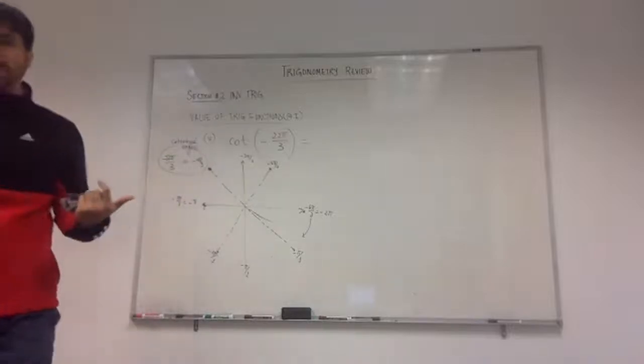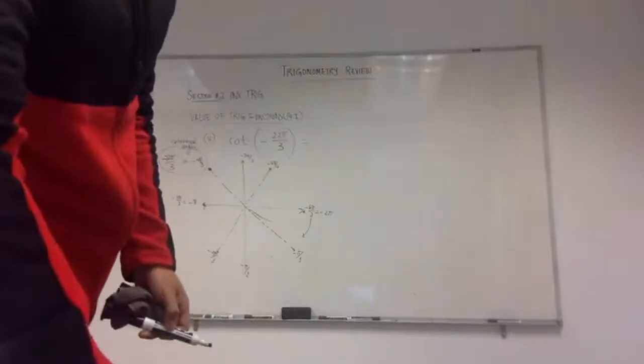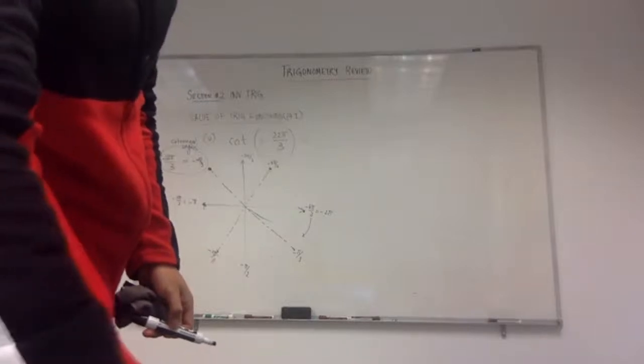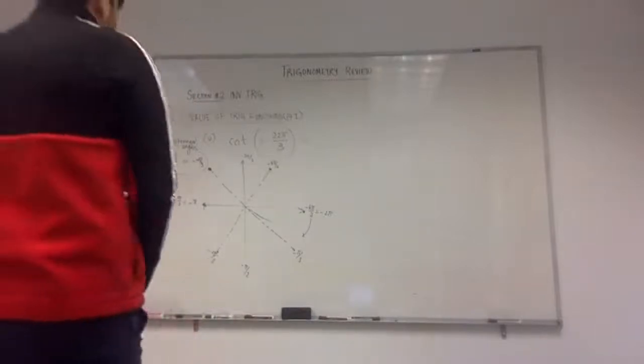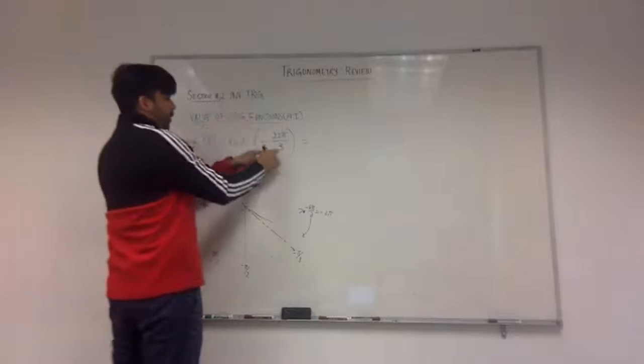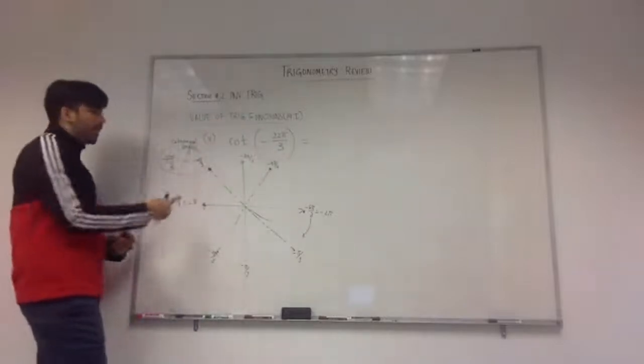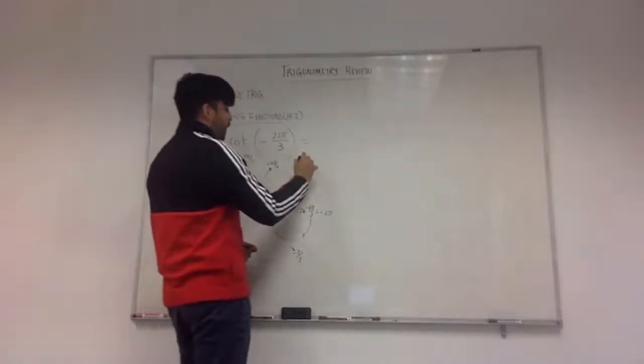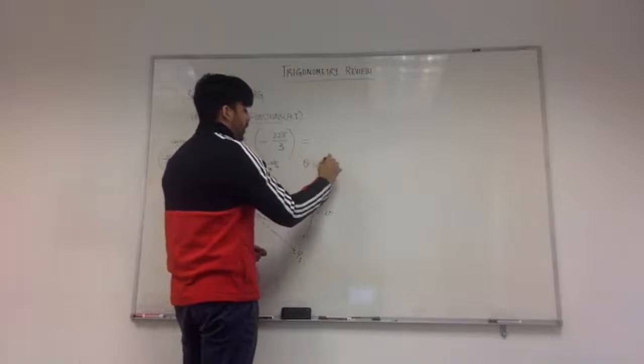These are coterminal angles. I found the angle. So now I know that this angle, with a little bit of work, is in the second quadrant. So theta is in quadrant 2.